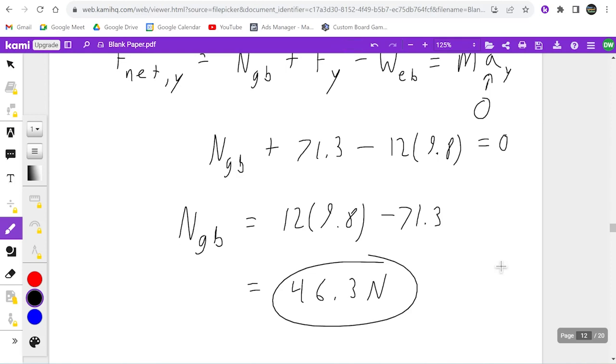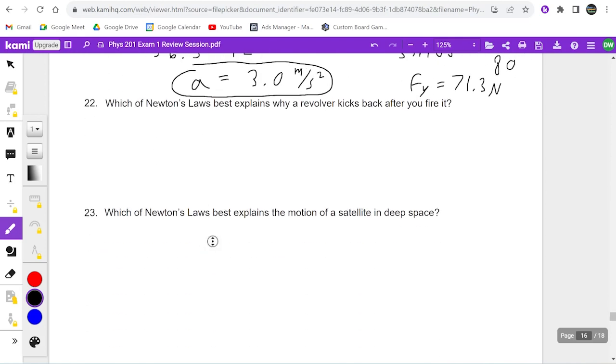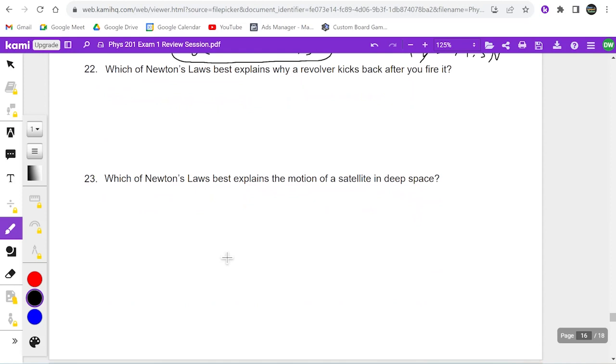Okay, good. Just a few more questions to go. We're almost done. Next is number 22, a conceptual question. Which of Newton's laws best explains why a revolver kicks back after you fire it? Any guesses? Is it the third one? Definitely the third one. Let's explain.